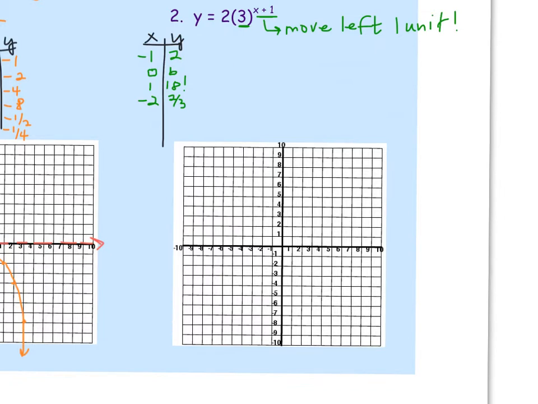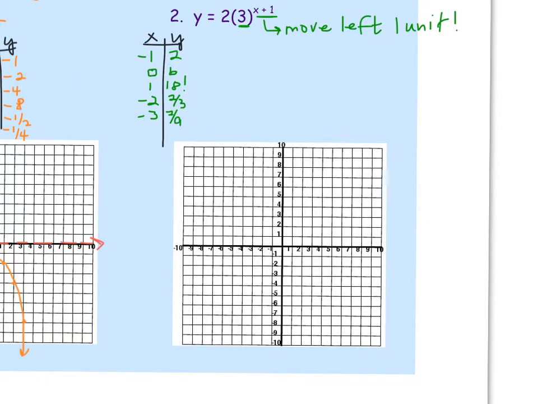Let's try one more and see if we can get one more to fit nicely on our coordinate system. If we plug in -3 for x, -3 plus 1 is -2. 3 to the negative 2 power would be 1 over 3 squared, which is 1/9. Multiply that by the 2 out in front, that becomes 2/9. That's pretty small. I think that's probably as good as we're going to get.